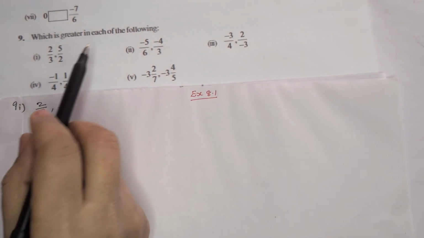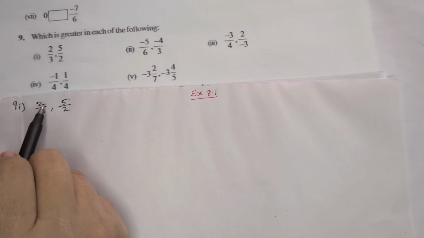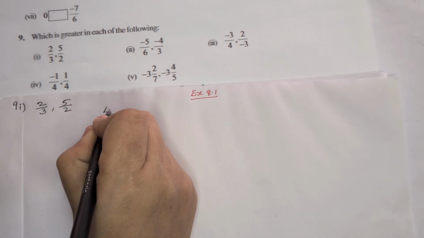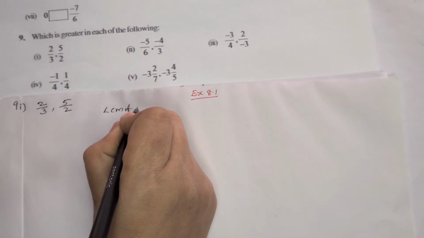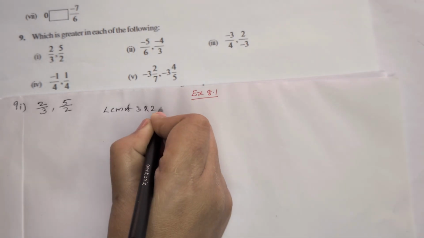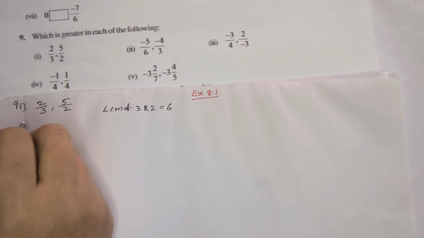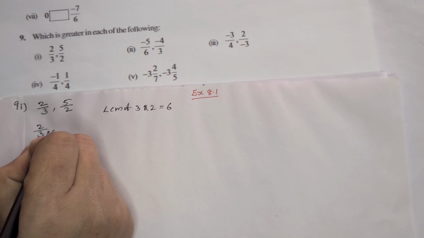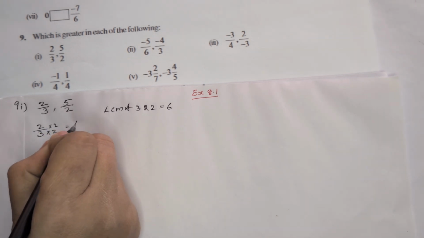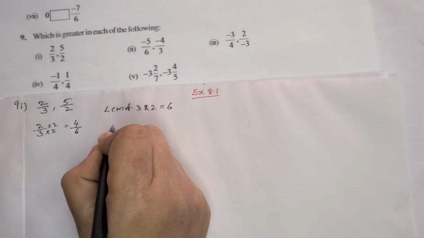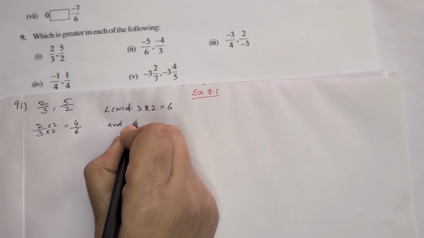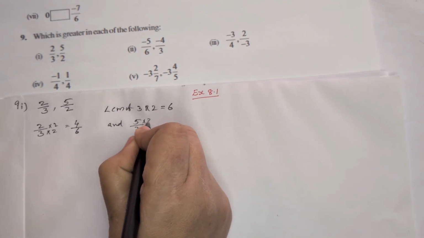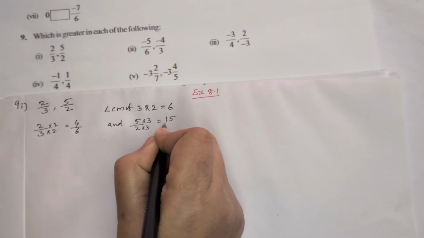Question number 9. Which is greater in each of the following? 2 by 3 and 5 by 2. Here the denominators are different. So the LCM of 3 and 2 is 6. So 2 by 3 we can write, by multiplying with 2, as 4 by 6, and 5 by 2, multiplying with 3, will come 15 by 6.